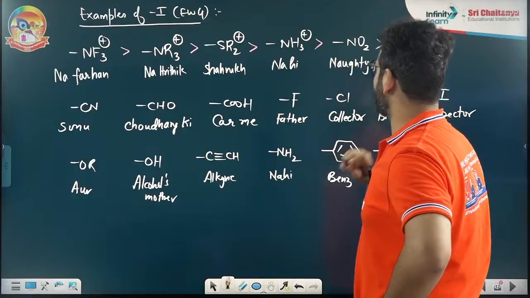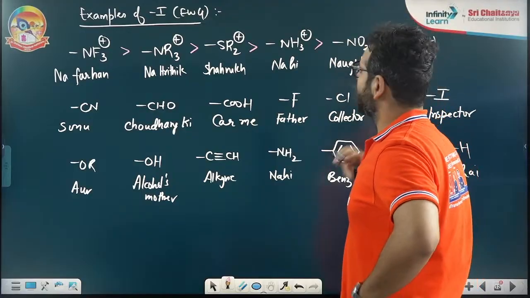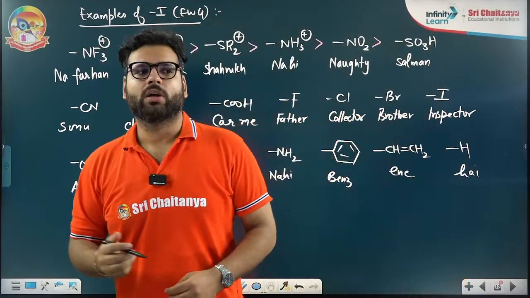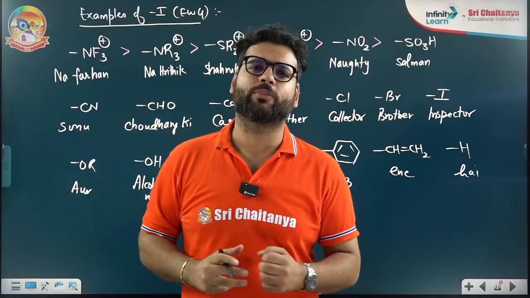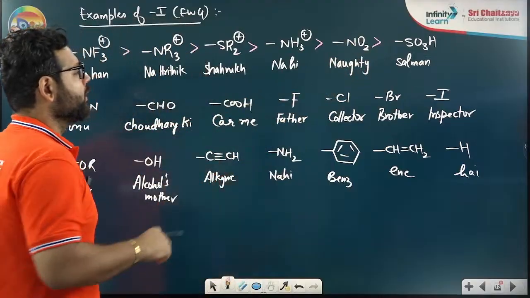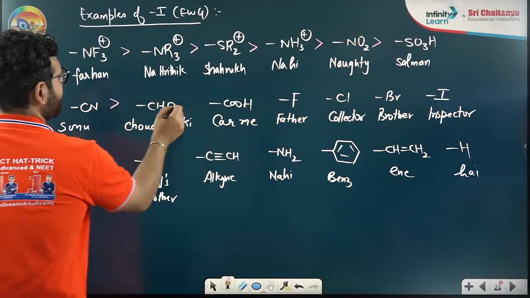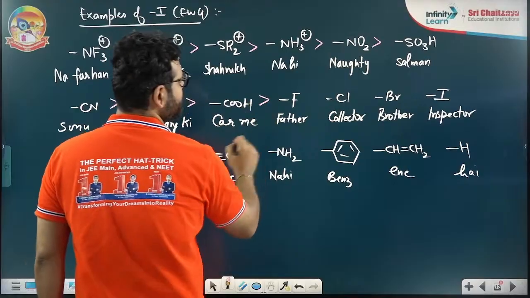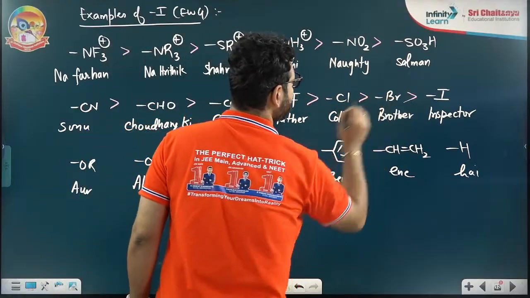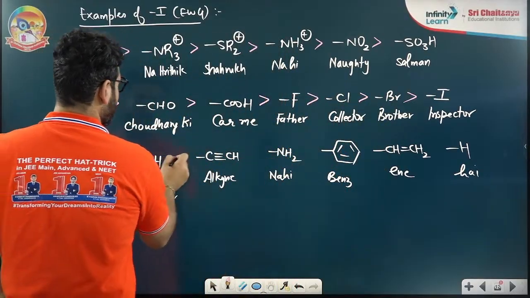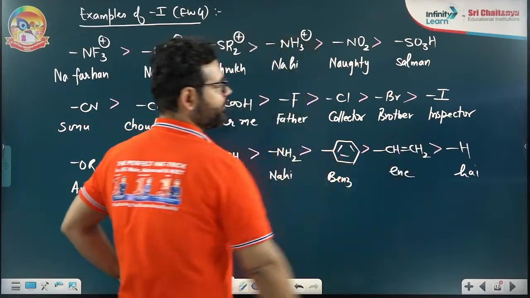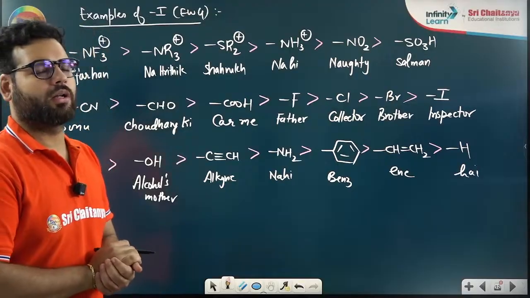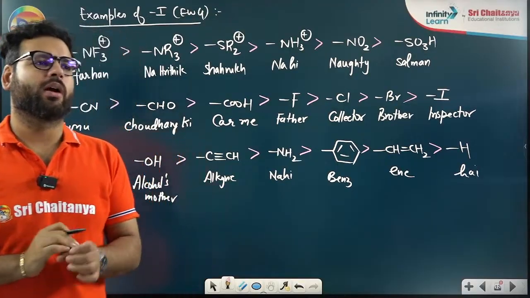Then NO2 is a very, very strong puller among all the neutral functional groups. Among the neutral functional groups, the father of all the pullers is NO2. Then SO3, then CN, then CHO, then COH, then fluorine, chlorine, brother, inspector, or alcohol's mother, alkyne nahi, benzene hai. This is the order for minus I.